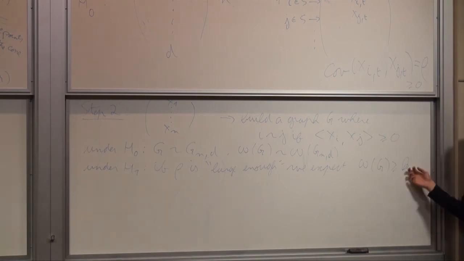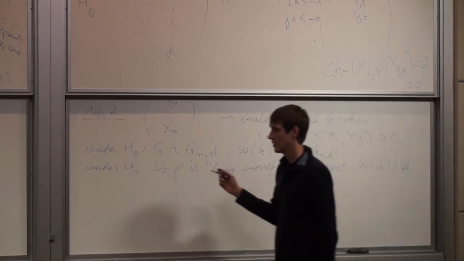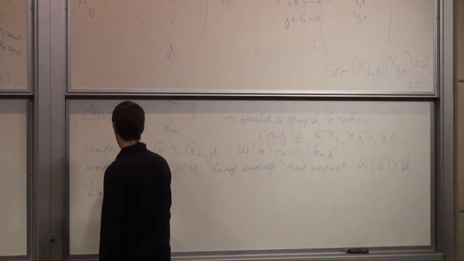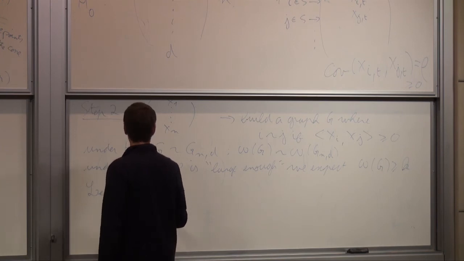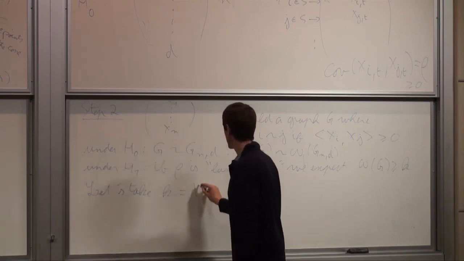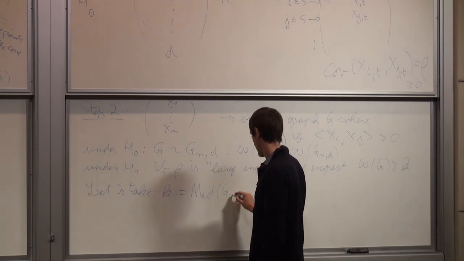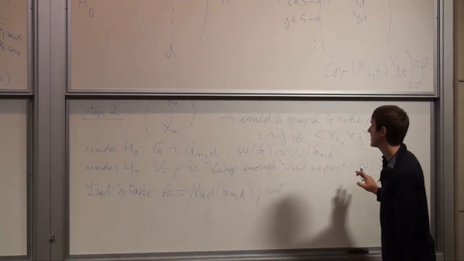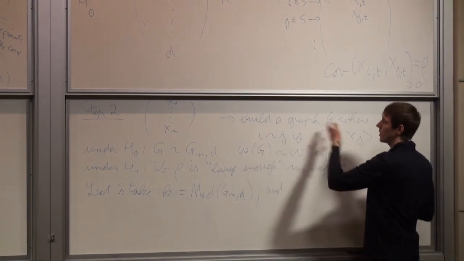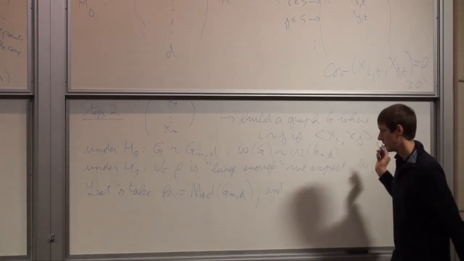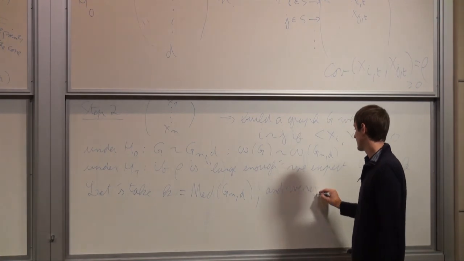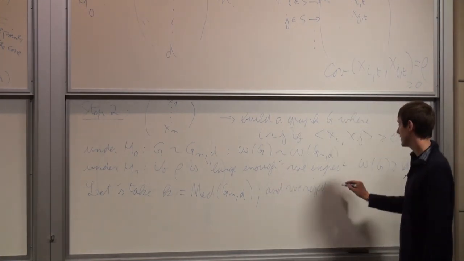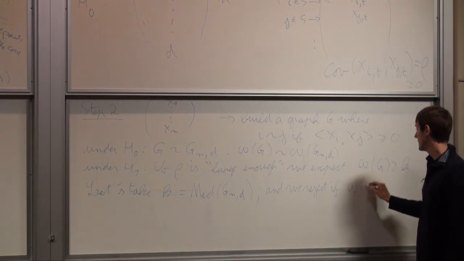So now I can take k as I want. I'm going to take k as the median of GND. Okay, so let's take k to be the median of GND. And our test rejects if the clique number of the graph that we built is larger than k. We reject, meaning that we conclude to the alternative, if omega of g is larger than k.